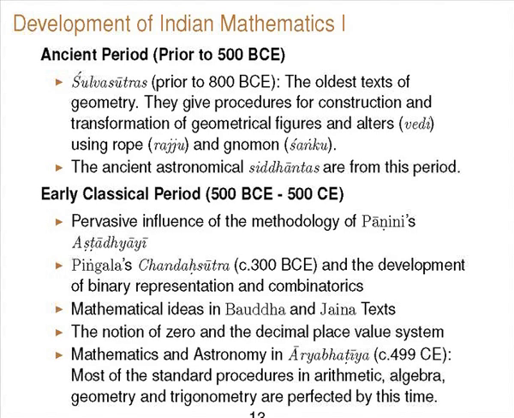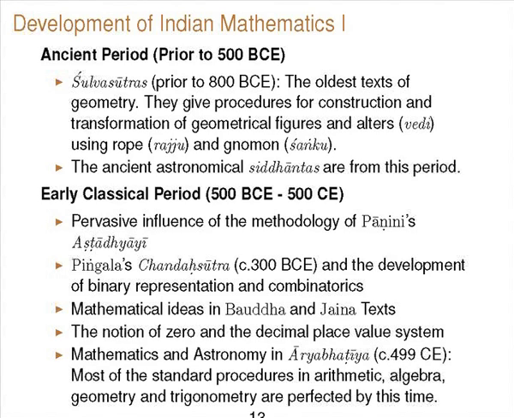So, in the ancient period, the earliest texts in mathematics available are the texts on construction of fire altars, the Vedis. These are the Shulva Sutras, the oldest texts of geometry in the world. They give procedures for construction and transformation of geometrical figures. Then there are ancient astronomical Siddhantas which deal with astronomy. When we come to the classical period, starting from Panini, we have the Chandas Sutra of Pingala which initiated combinatorics. We have some mathematics in the Jaina tradition, in the Jaina texts.